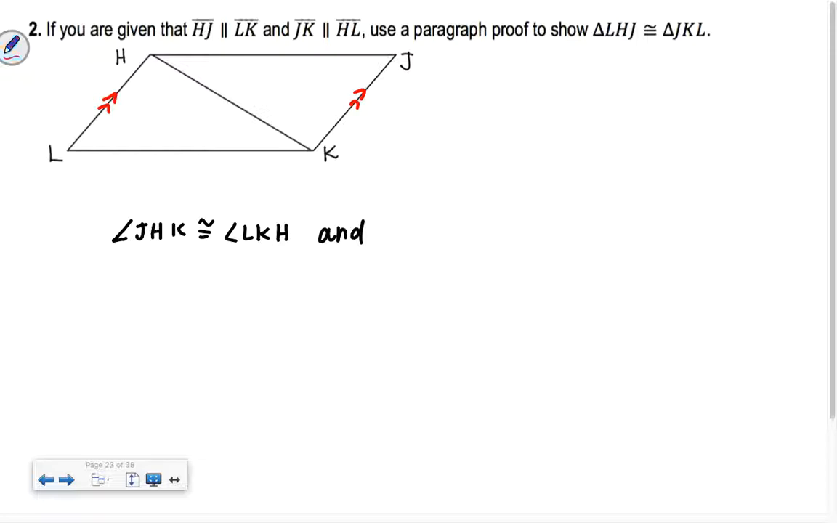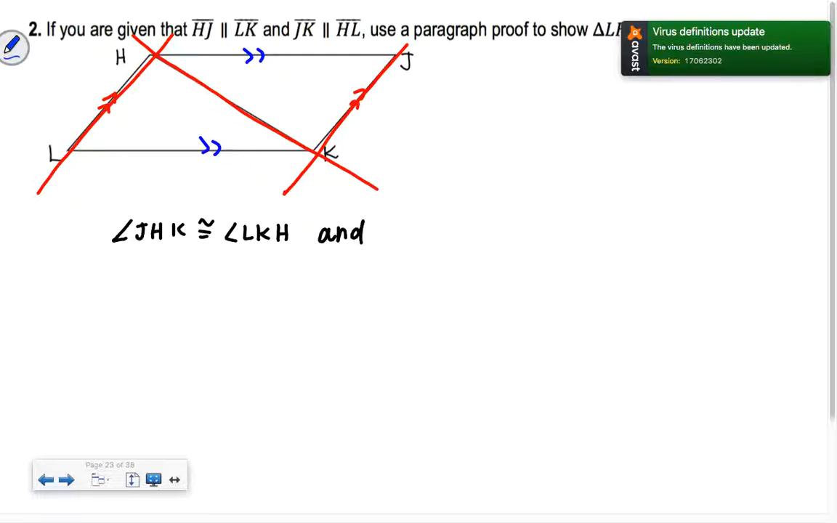Let's kind of go back to where we were, and I'm going to extend the other lines so you guys can see those ones. So if I extend these, and then I have a transversal, here's my transversal. Do you see the Z shape? So our Z shape is here.